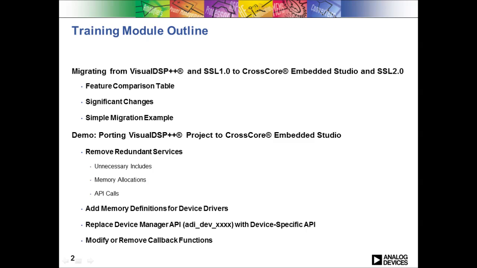Using a simple audio talkthrough application that uses the SSM2603 codec driver, we will remove redundant services that are no longer present in SSL 2.0. This involves removing include files, global memory definitions, and API calls. These memory allocations for the system services will be replaced by memory definitions for individual device drivers, before replacing the old Device Manager API with device-specific API calls. Finally, the callback function will be modified to be polled periodically.